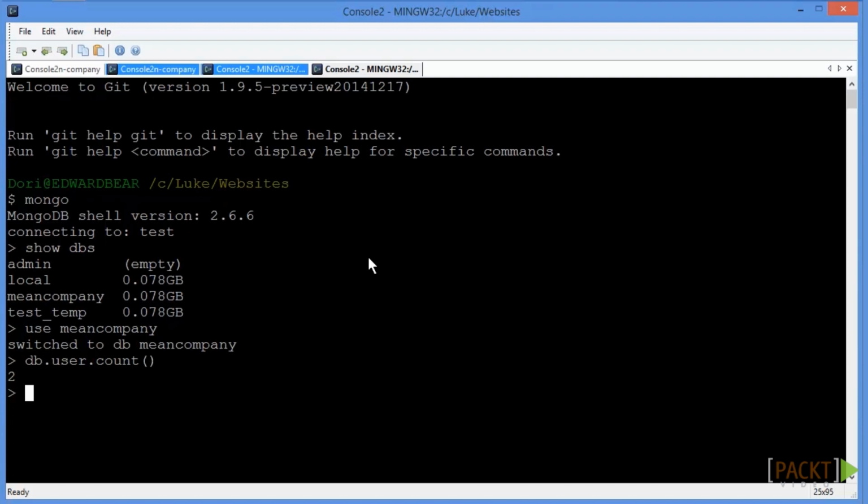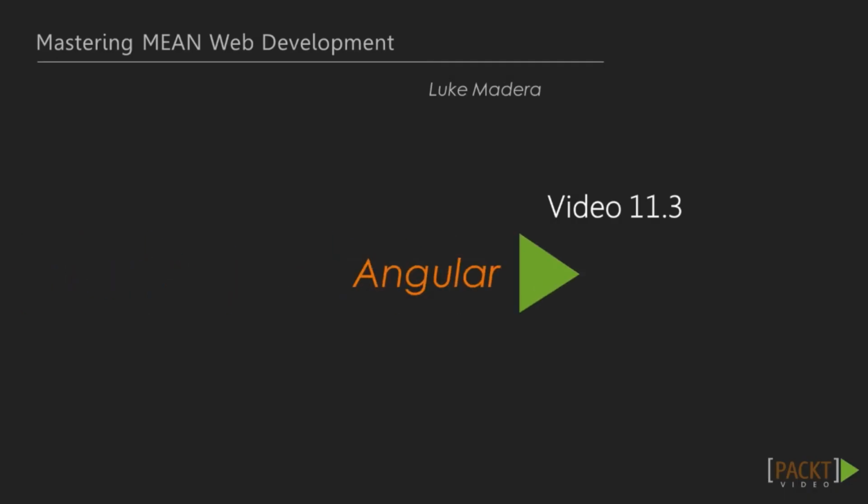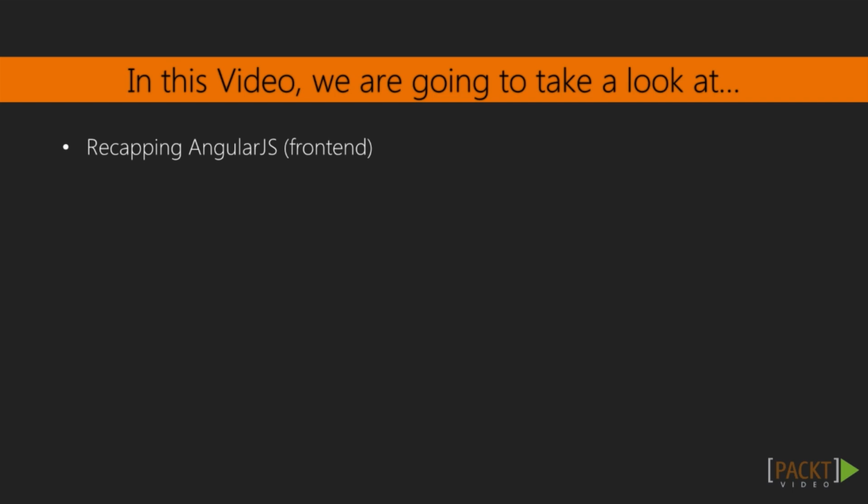So that's a recap of our main technologies in the mean stack, and in the next video we're going to do a recap of Angular. In the last video we went over a recap of our mean technologies, Mongo, Express, Angular, Node, and in this video we're going to do a recap of Angular.